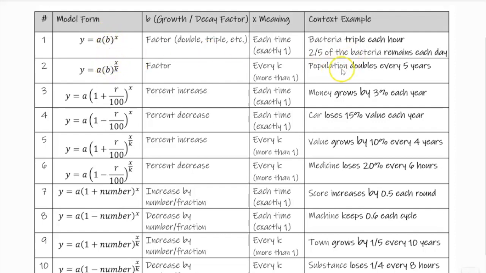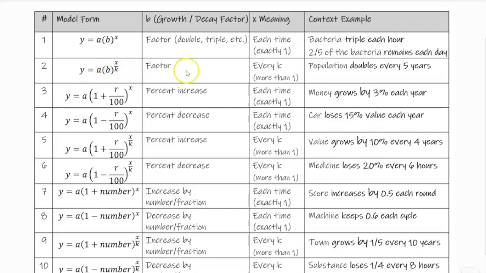For example, your population doubles. If it's doubling, what's the number? It's 2. So that means your factor, your B, is 2. Now put in what we've just done together. Let's read some examples. This one says your bacteria triples each hour. So triple is your B. Each hour, that would be 1x, right? An x in your question. 2/5 of the bacteria remains. The fact that it says 2/5 remains, 2/5 is your factor, and it says each day, so x is just x.